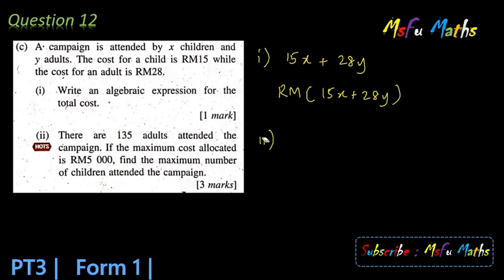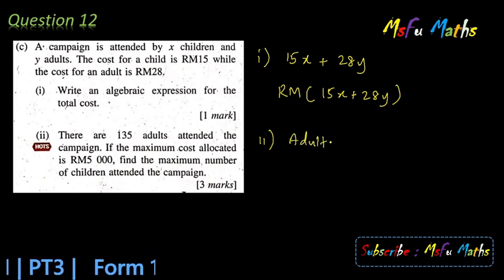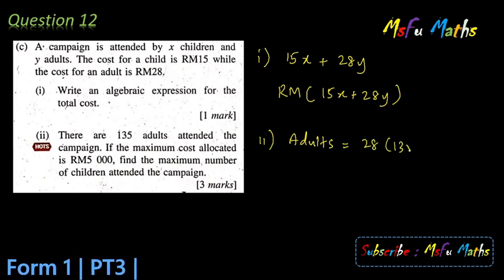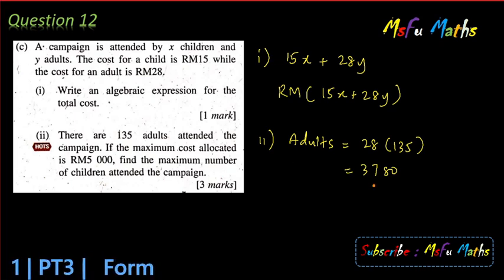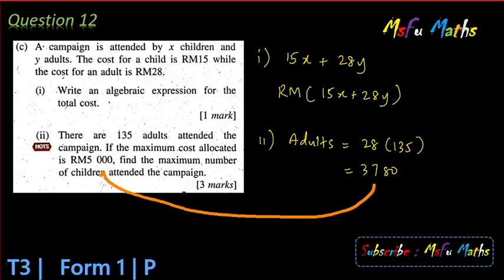But you haven't learned linear equation, right? So, okay, we just do like this. All the adults, the total is 28 ringgit times 135. Okay, this one when you multiply, you should get 28 times 135. So you should get 3,780. So which means these adults here already take 3,780 from the 5,000.